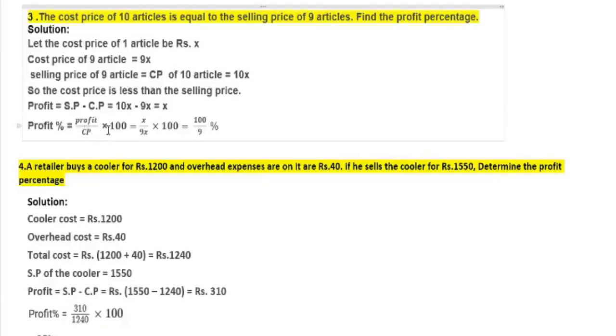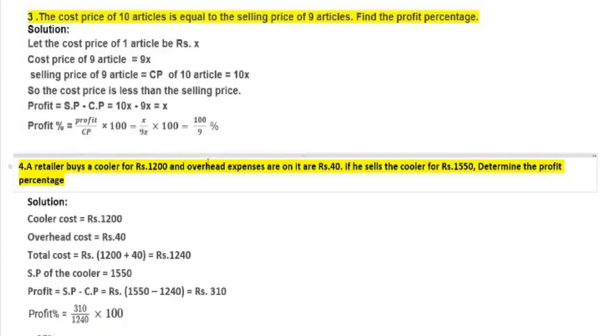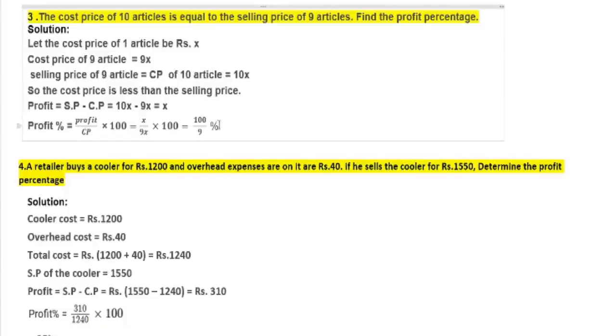Now CP means CP of 9 articles, that is 9x, because we are taking profit by subtracting cost price of 9 articles and selling price of 9 articles. When we are calculating profit, the number of articles should be same. So here x by 9x into 100. So x and x cancel, we will get 100 by 9%, or you can divide it and you can write in decimal. So this is the profit percent, that is 100 by 9%.